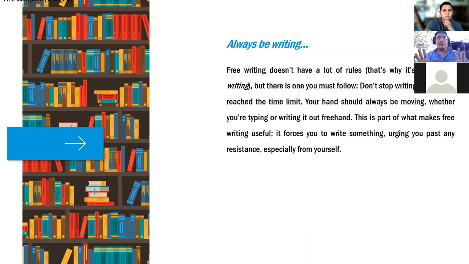This is like a writing technique that is used to start writing. Then you can check your mistakes. You can fix all those mistakes. But first of all, you are going to write what comes to your mind, and that's it. And that's what I want.